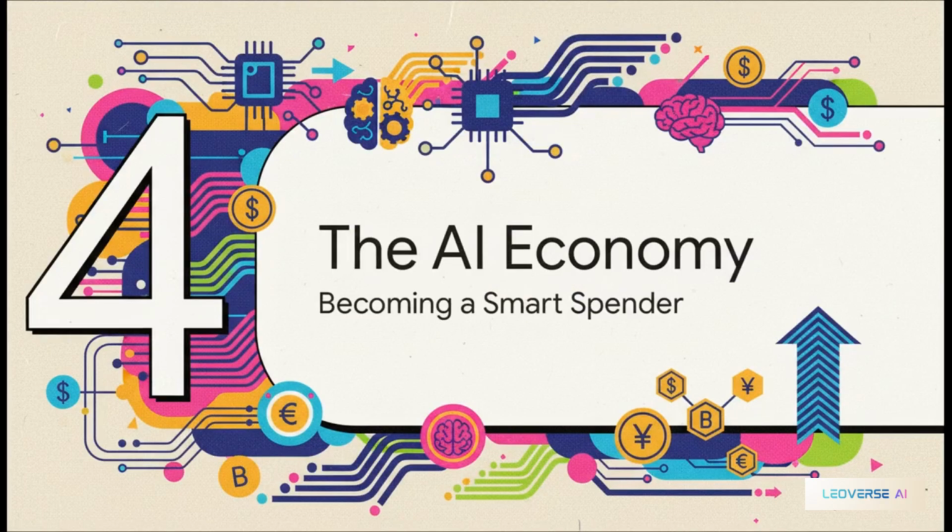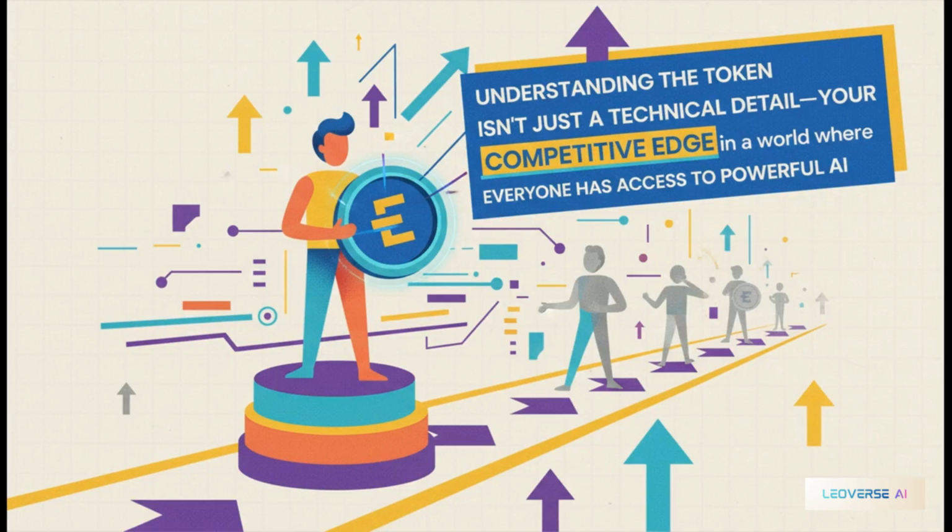So let's zoom out. What's the big takeaway here? Well, this is about way more than just saving a few bucks. This is about giving yourself a strategic advantage in a world where AI is absolutely everywhere. Because when it comes right down to it, understanding the token economy is not just some boring technical detail. In a world where everybody has access to these amazing AI tools, the people who come out on top are going to be the ones who use them most efficiently. This knowledge, this is your competitive edge.